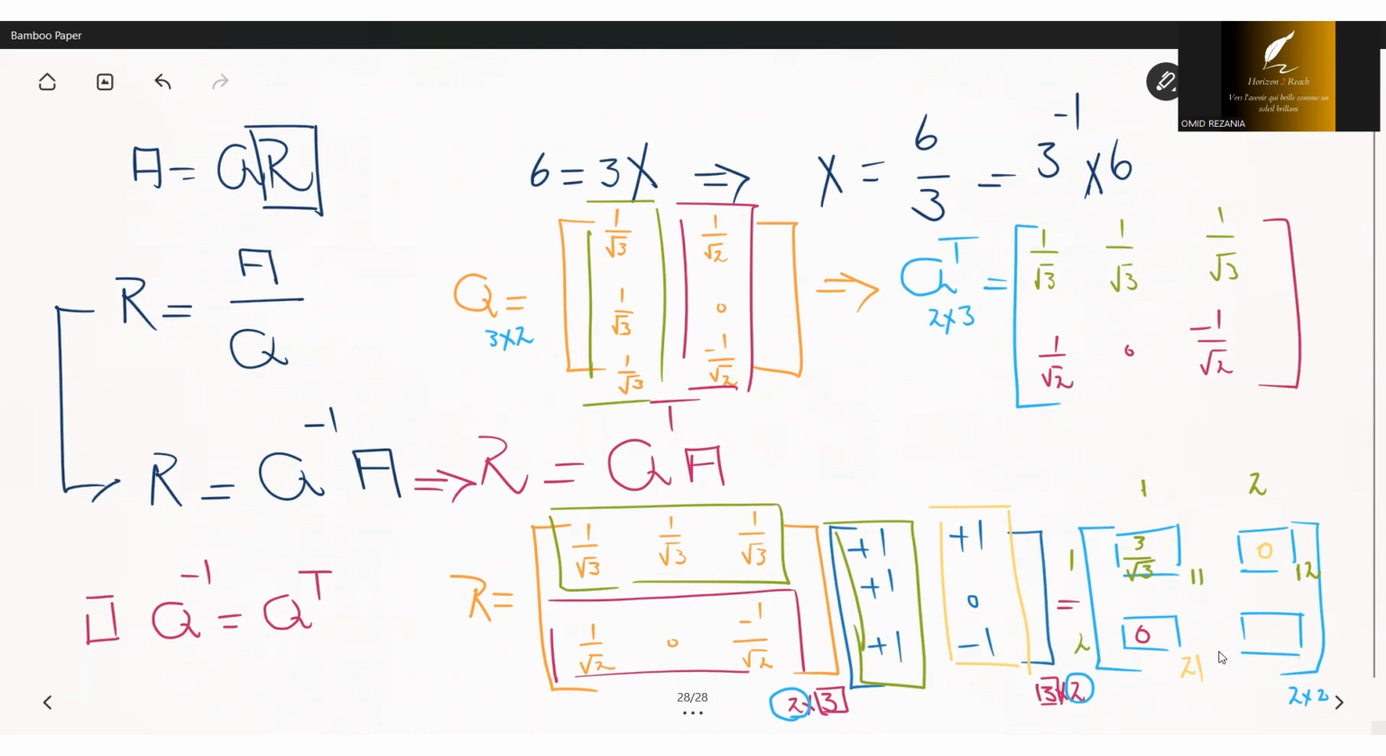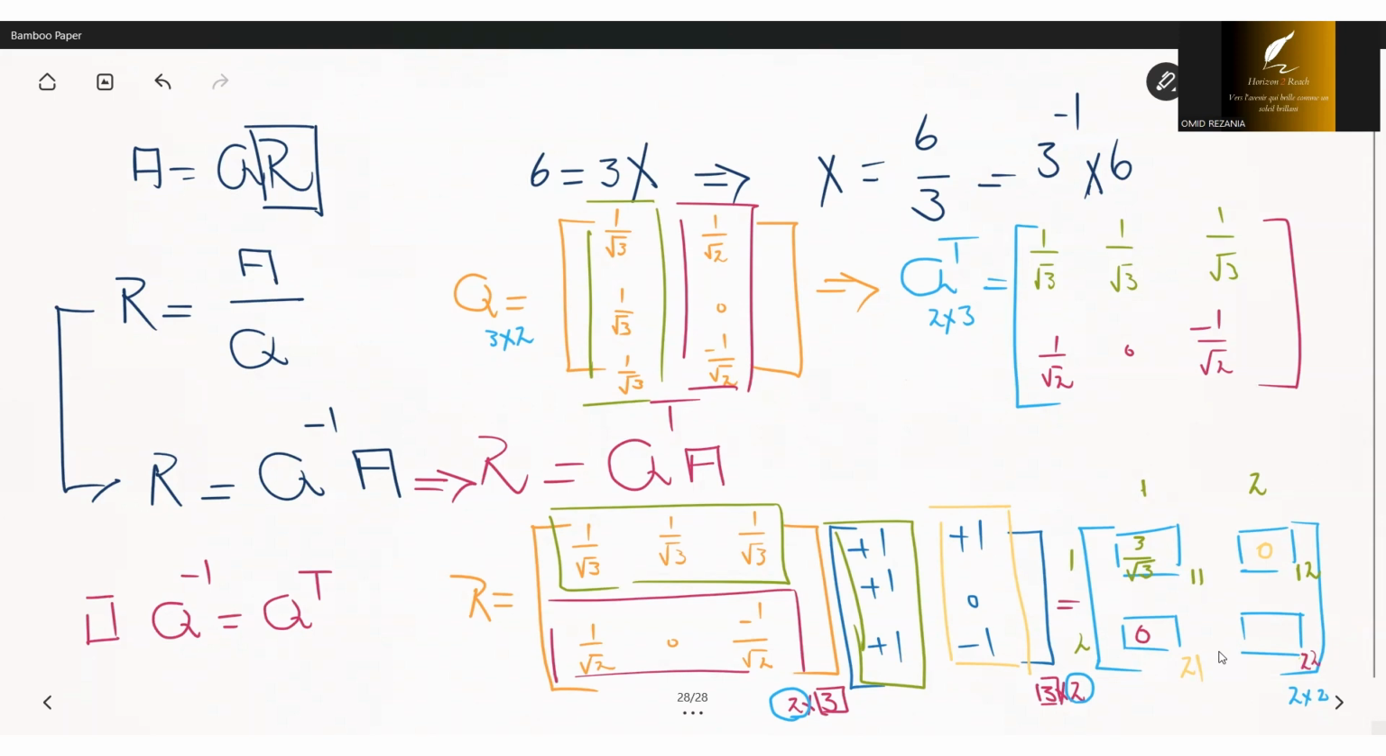Now, the other element, this is 2 by 2. Let me, guys, look at that. Show all the talents. Brilliant.